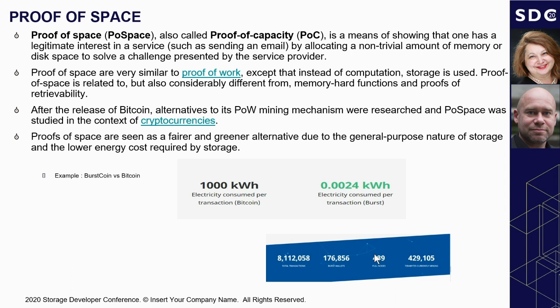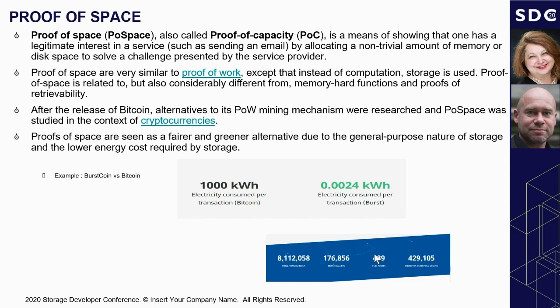The proof of space, like I said, is used interchangeably with the proof of capacity. It means showing one's legitimate interest in a service. Proof of space, or proof of capacity, is similar to proof of work, but in this case, like we just mentioned before, storage is used. You are also using hard memory functions and proof of retrievability.